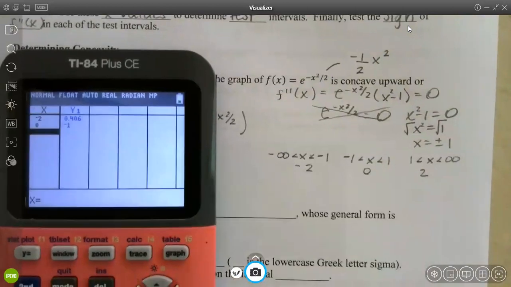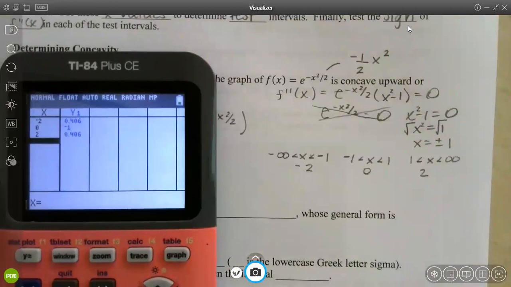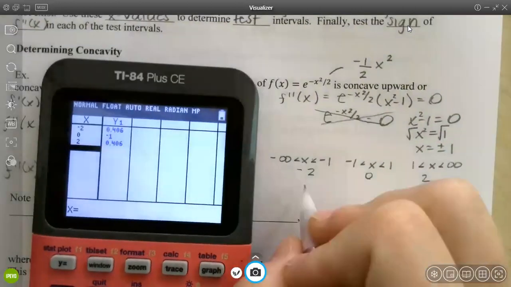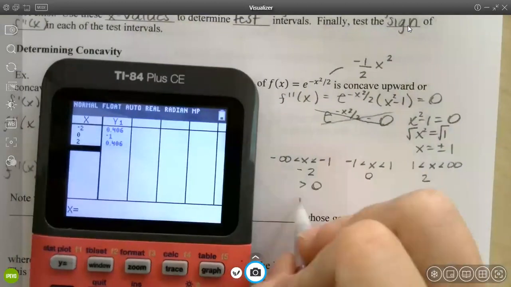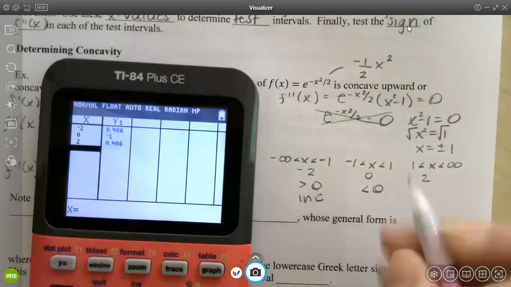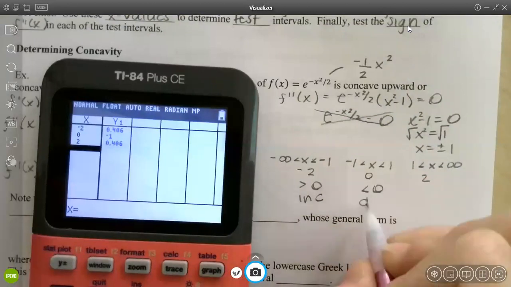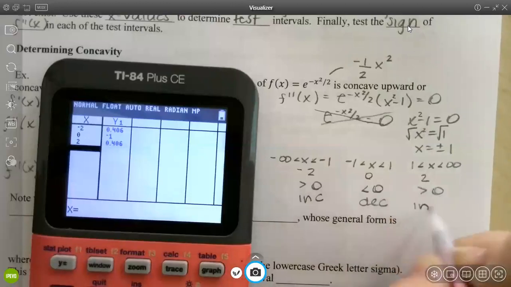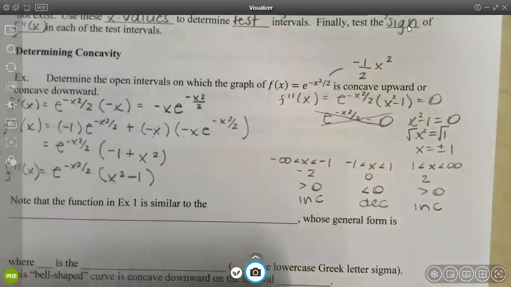-2, 0, and 2. What do you notice about -2? It's greater than 0, so it's increasing. 0 is less than 0, so it's decreasing. Greater than 0, so it's increasing. That's all you have to do.